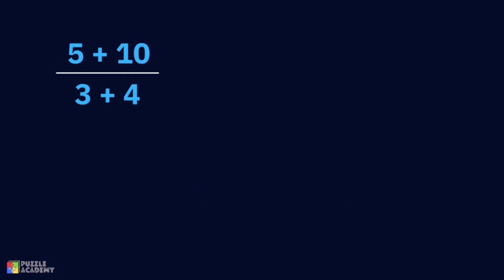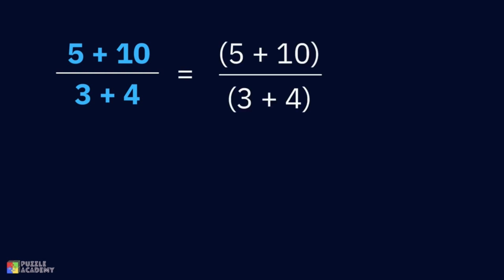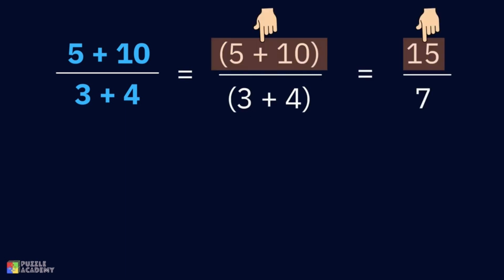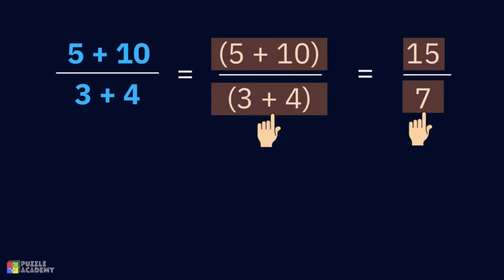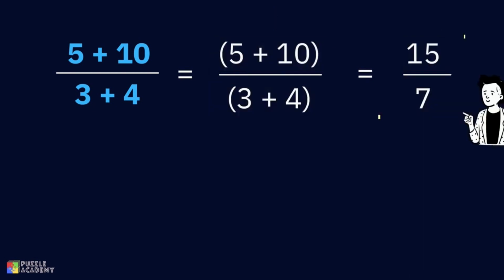What about this example? 5 plus 10 over 3 plus 4. You may not have realized that the fraction bar acts like parentheses. Here is how it works. We put parentheses in both numerator and denominator. Then we perform indicated operation. So we have 5 plus 10 is 15. 3 plus 4 is 7. So we get 15 over 7.